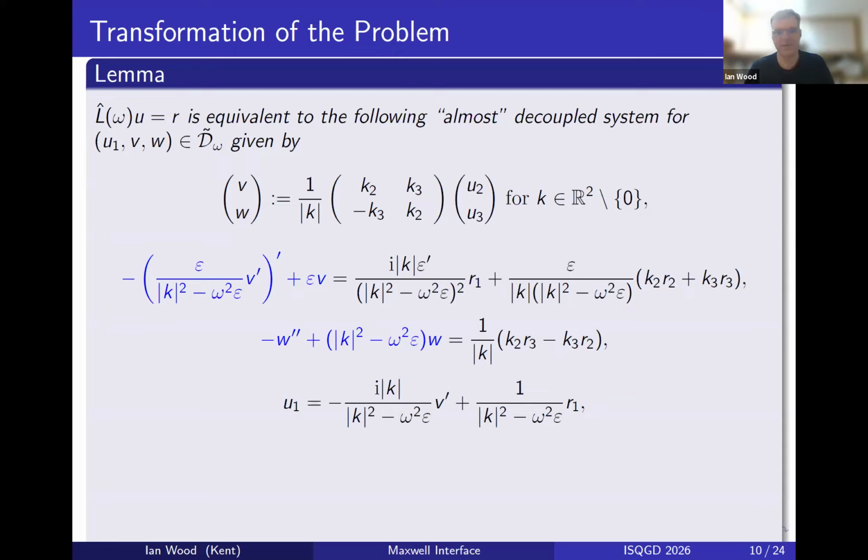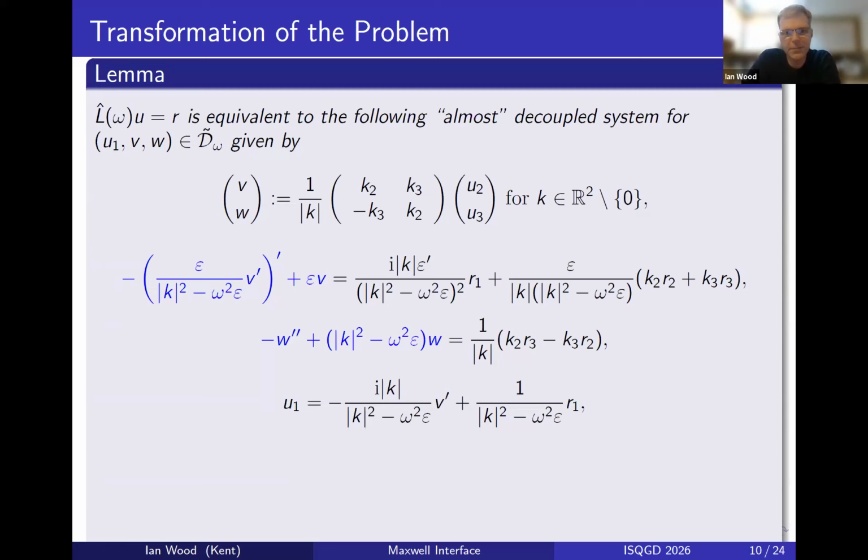So I don't expect you to take in all the details here. The right-hand sides are not important, right? That's just how the right-hand sides transform. The important thing is that on the left, now for this V, so this is some linear combination of U2 and U3, we have a Sturm-Liouville type problem, right? And for the W, for the other components, you've got a simpler Sturm-Liouville type problem here. And if we can solve these, then we can recover the third component, the U1, from this formula at the bottom, which involves the V prime.